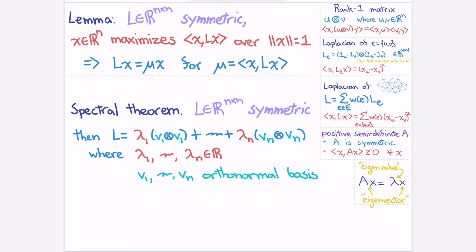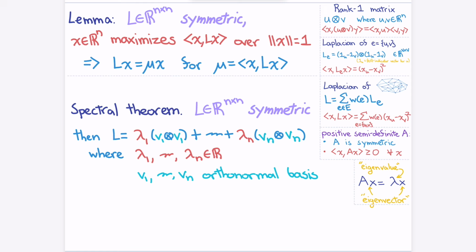I forgot to stress this on the previous lemma, but because the eigenvalue came out of an optimization problem like that, it's always real valued. That's always very nice. That's because L is symmetric. Because we know L is a symmetric matrix, that automatically implies that all eigenvalues are real. Yeah, I guess so. That's the only property I used.